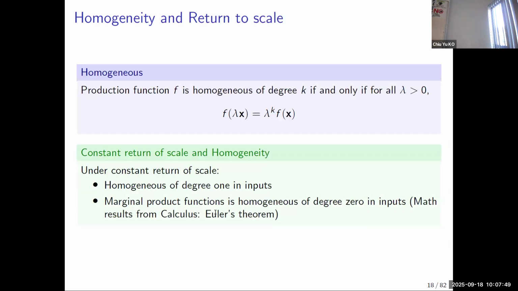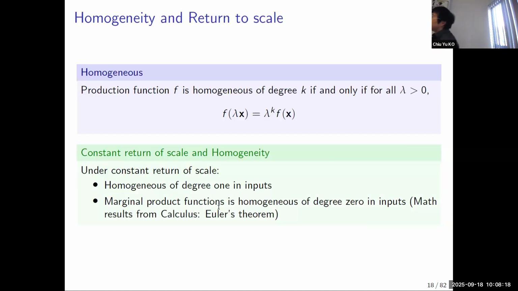But if you know Euler's theorem, it means that if it's constant returns to scale, it's homogeneous of degree one in input, but that will be homogeneous of degree 0 in the marginal product. That is a standard implication from Euler's equation. But I'm not going to go into detail because it's a math result. So probably you can forget about this one, but I just wanted you to know this equation is there.